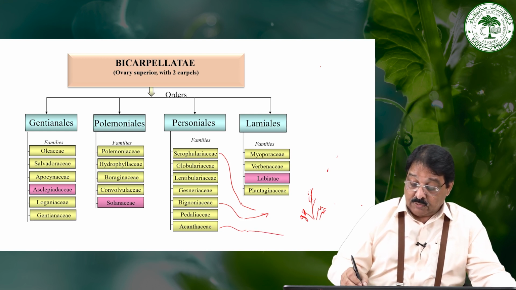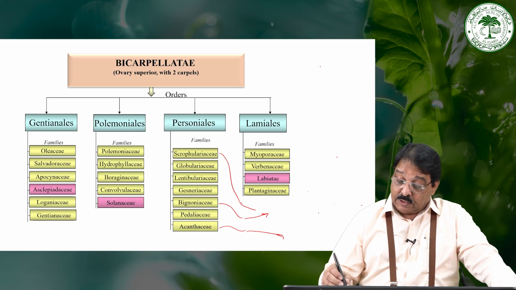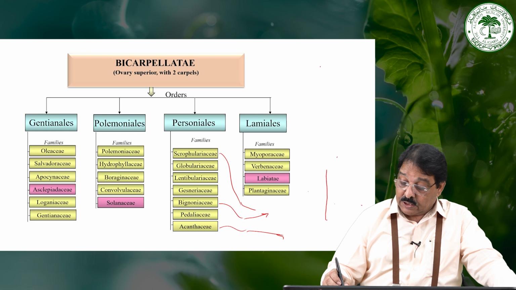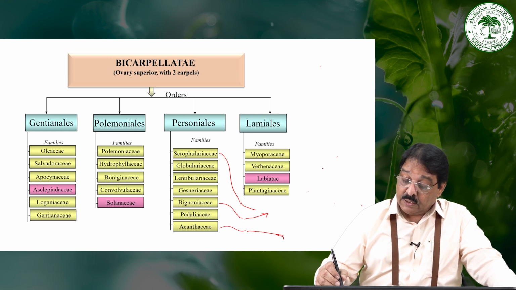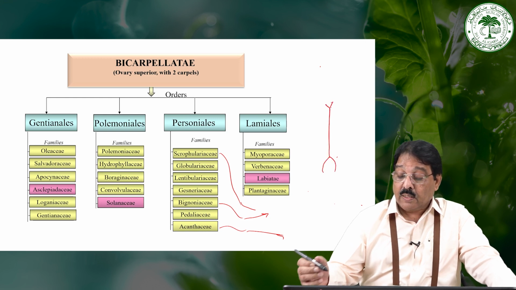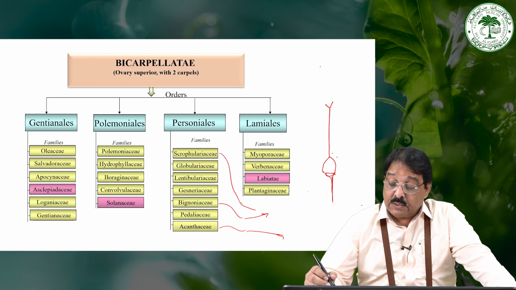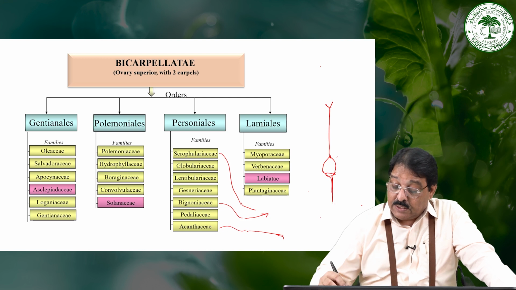In case of the Acanthaceae, an important character is the terminal style. It is bicarpellary. So the most important character is the terminal style. The style arises from the top of the ovary. That is called terminal style.